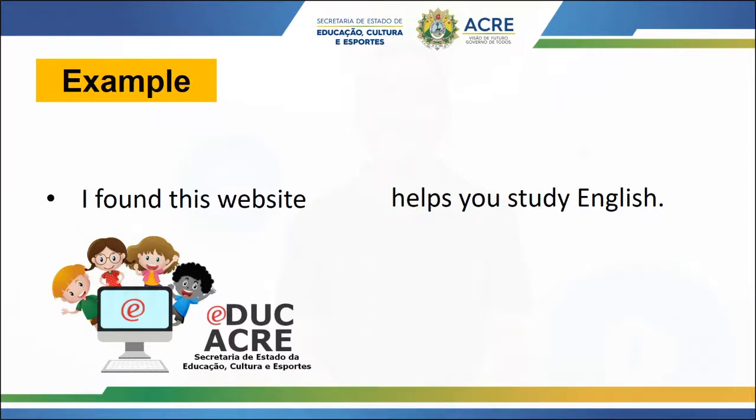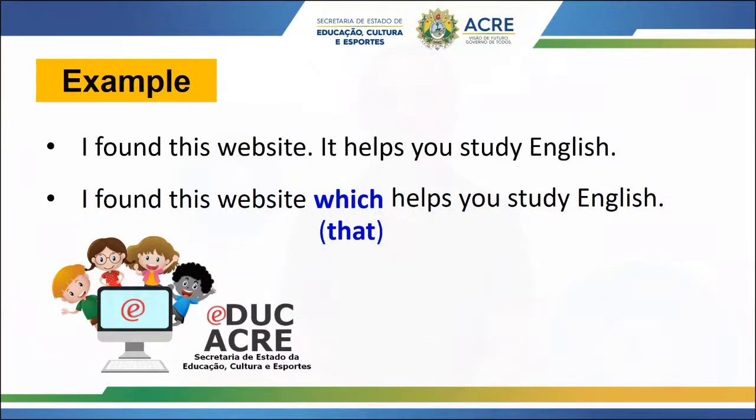And then we have to choose a relative pronoun to use there. And we are going to use which, all right? Because we're talking about a website. So the sentence is going to be, I found this website which helps you study English, right? Remember, we can always use that, okay? Always. And take a look at the previous sentences, right? And now we have combined them into just one.